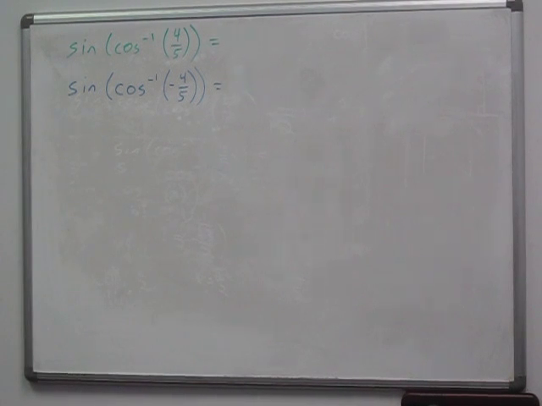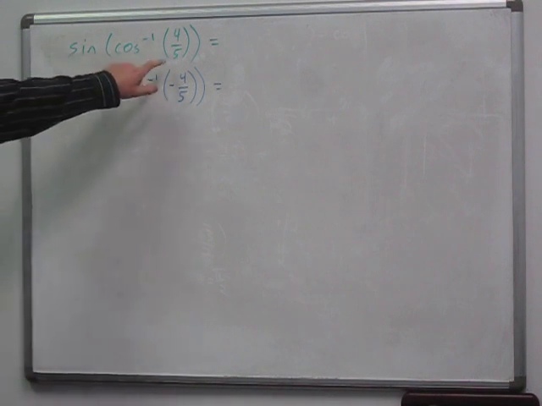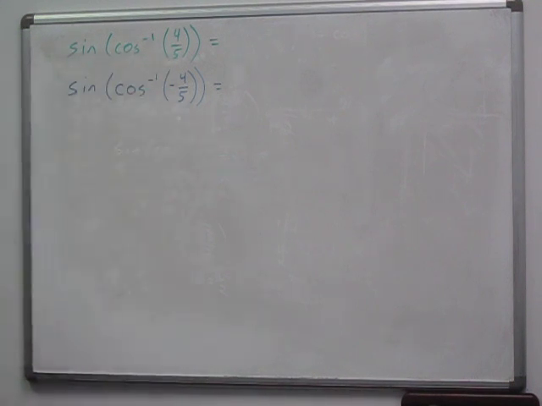In this video, I want to look at two problems composing sine and cosine inverse. So let's take a look at the first one. Sine of the cosine inverse of a positive 4/5. 4/5 is not a cosine value for one of the special points on the unit circle, so I'm going to have to use triangles to evaluate this expression.